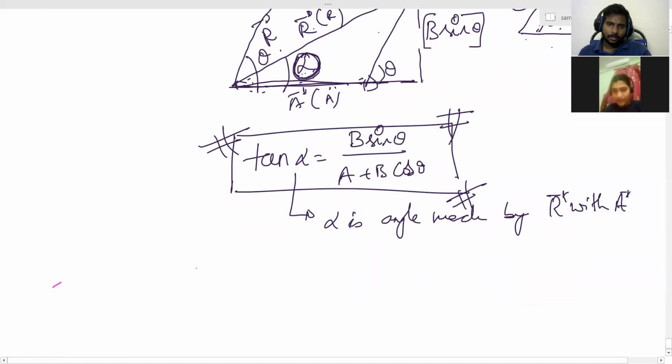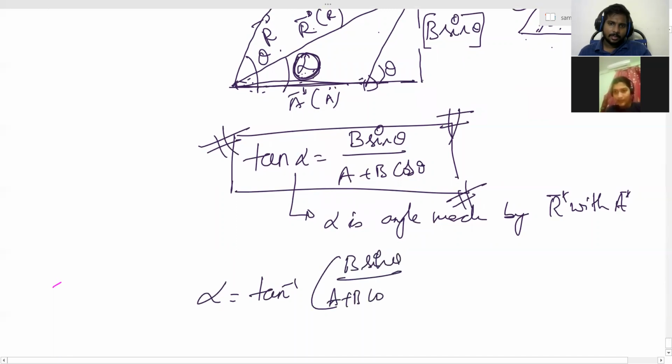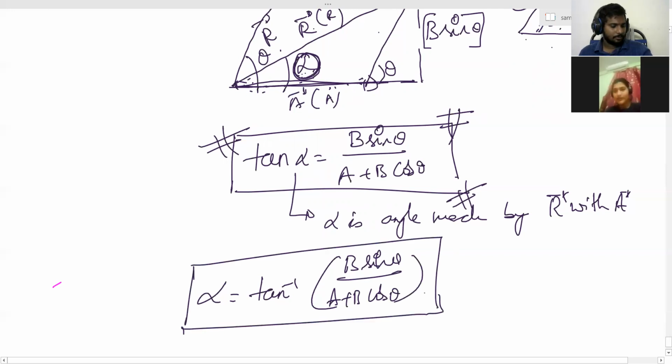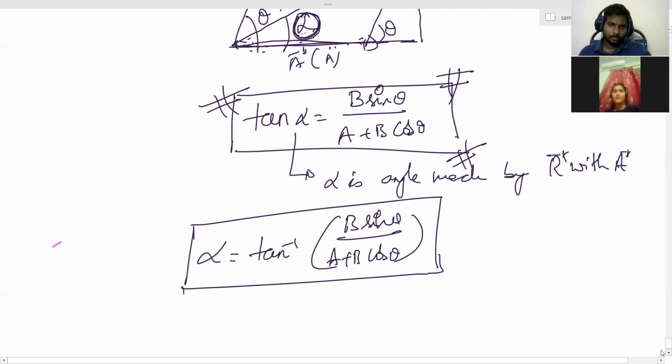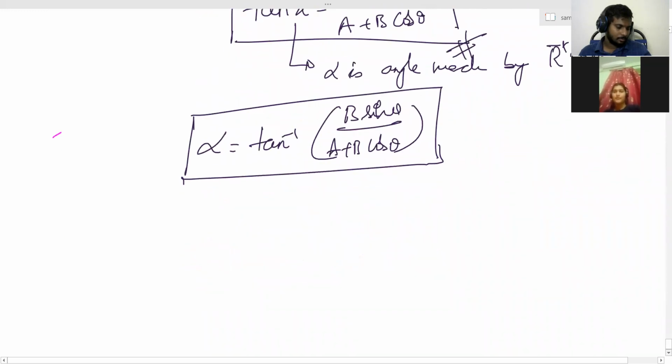Angle alpha is equal to tan inverse of P sin theta by A plus B cos theta. Like this also you can mention. Okay, then you got it this time.